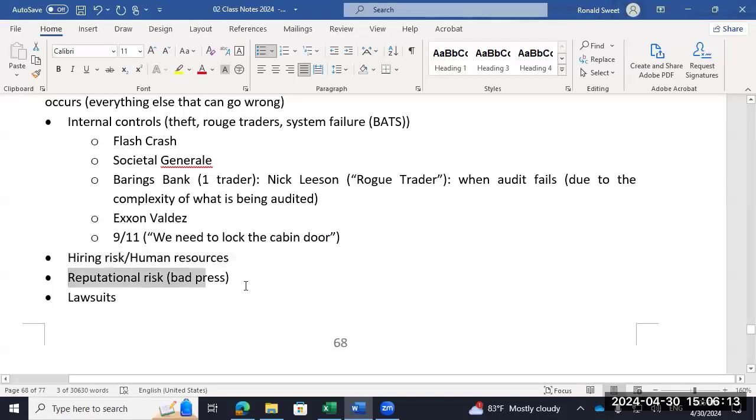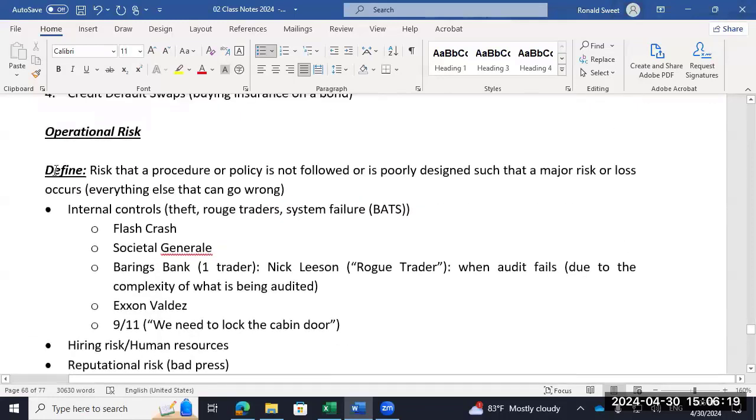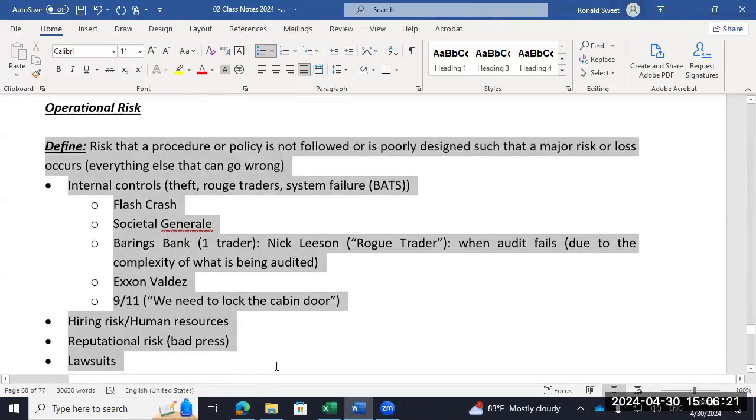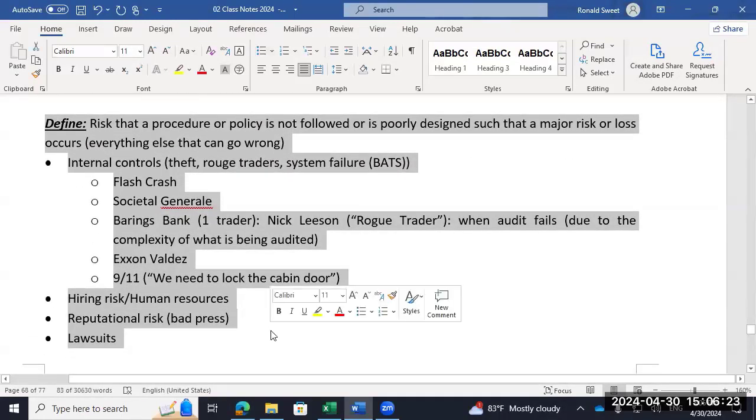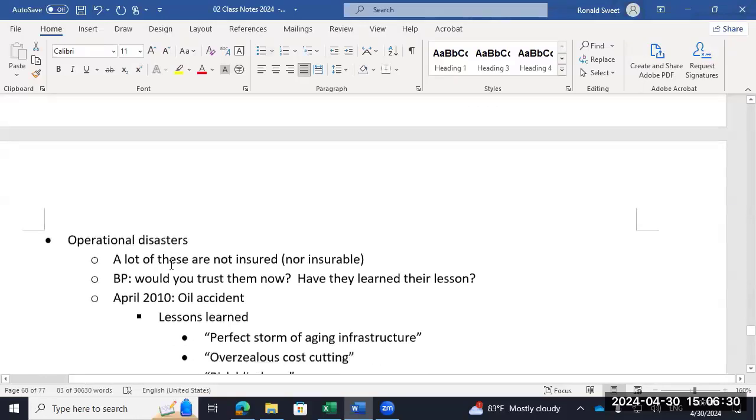Reputational risk, bad press, how do you manage that? Lawsuits, you know, how do you manage all of this? That's the procedural side. Most firms say they're doing this, but for most of them, it's just like they hope for the best. You know, it's tough. You see big risks like this all the time.